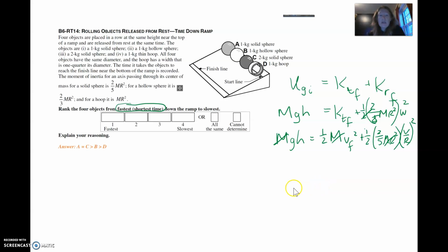So we're basing it off of the higher inertia objects are going to be slowest. So that's why we're putting mr squared at the end and the last, that's the hoop. We're putting the solid spheres, which have a smaller fraction, 2/5, first. And they're tied because mass cancels.